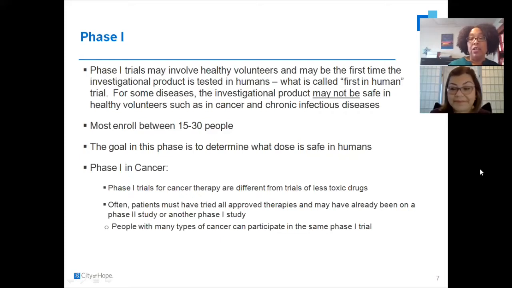And in cancer, phase 1 trials for cancer therapy are different from trials of less toxic drugs. Often patients must have tried all approved therapies and may have already been on a phase 2 or another phase 1 study. And patients with many types of cancers can often participate in the same phase 1 trial. Approximately 70% of drugs move from phase 1 to the next phase.